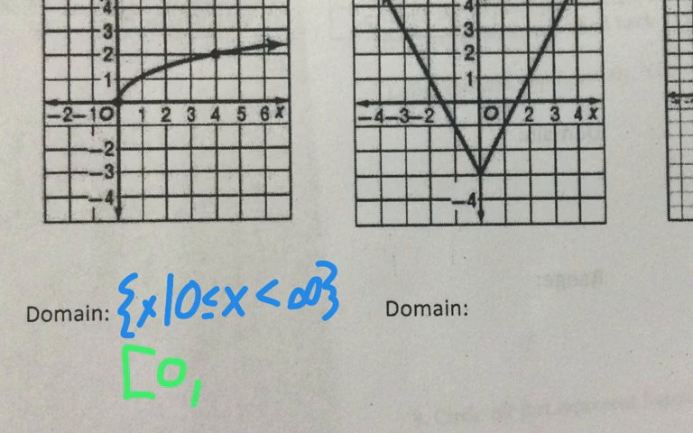It's in a bracket. Infinity is not included. It's in a parenthesis. How do I know to write positive infinity and not negative infinity? Because it's going to the right.